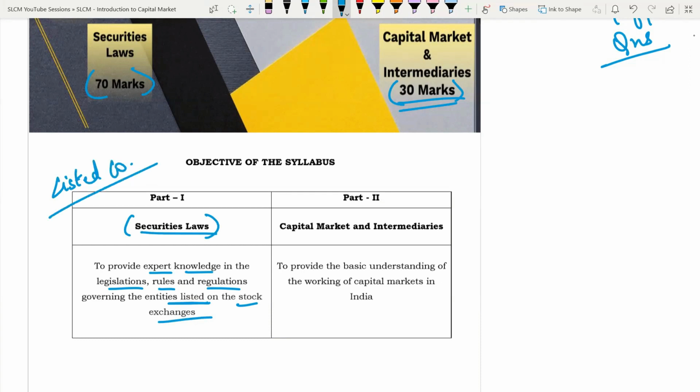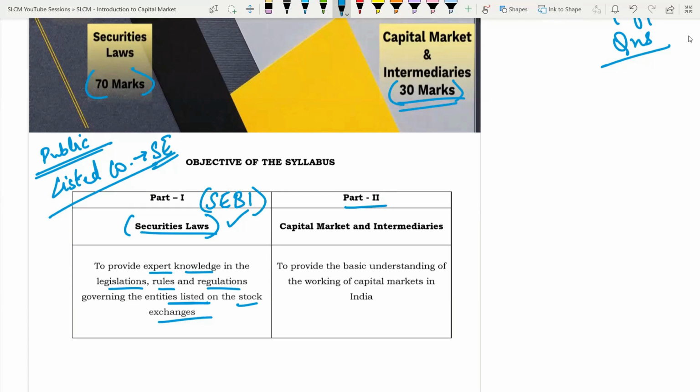What are the listed companies? The companies which are listed on the stock exchange of the country, which have raised money from the public. Those companies are called listed companies, and any rules, regulations, and laws which govern these listed entities are covered under the provisions of securities laws. And this is mainly governed by the Securities Exchange Board of India. All rules and regulations are brought in by this regulatory authority.